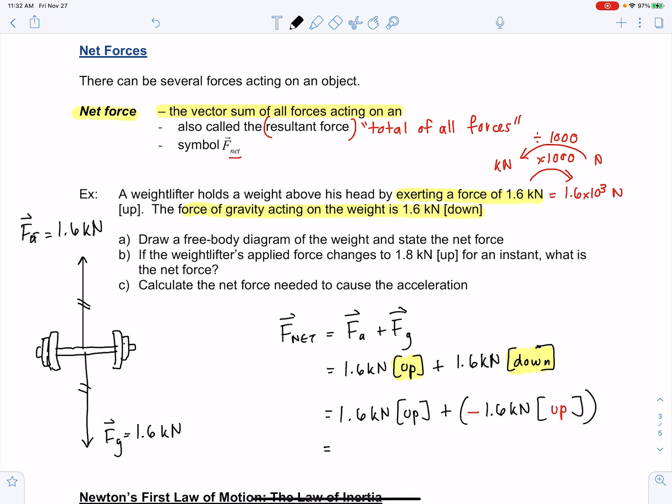Now we can add these into our calculator. 1.6 plus negative 1.6 equals 0. So the net force is 0. That means that this weight is not moving up, it's not moving down, it's staying where it is because all the forces balance. We have 1.6 kilonewtons up and 1.6 kilonewtons down, which gives us a total force of 0 newtons.